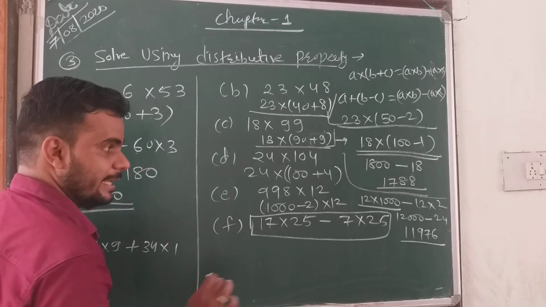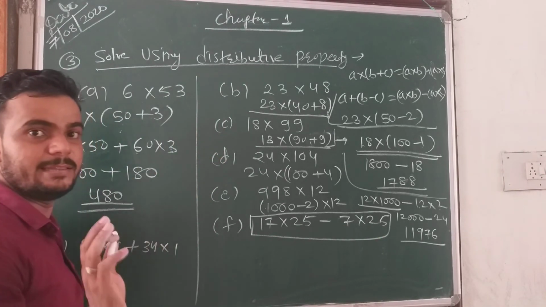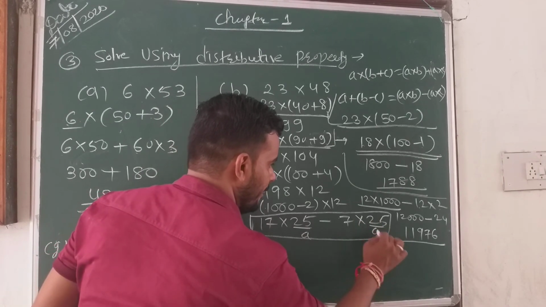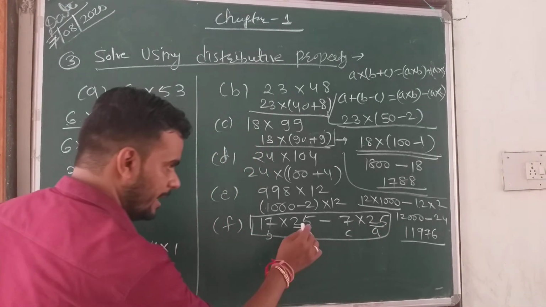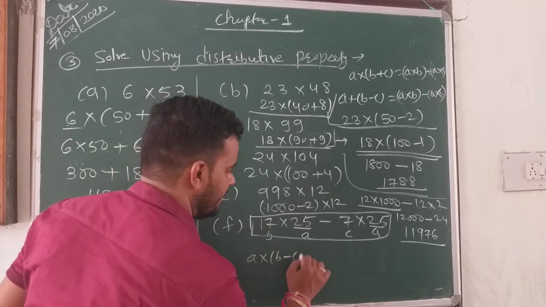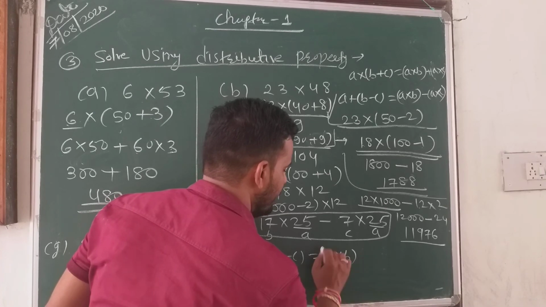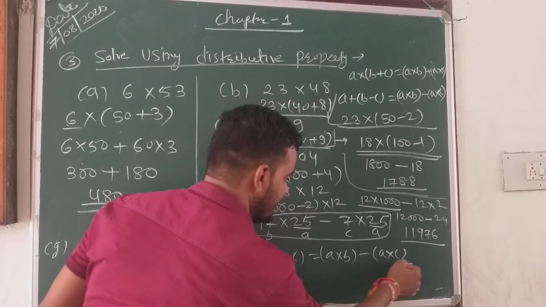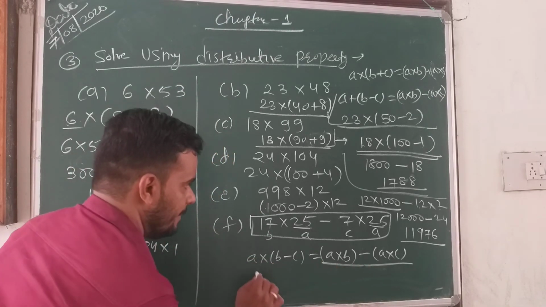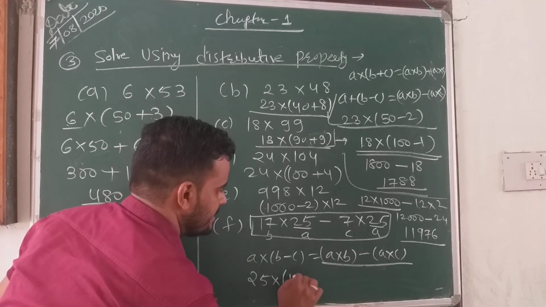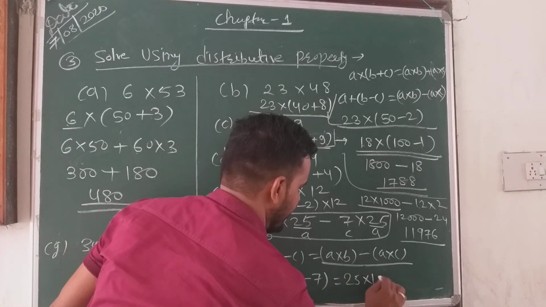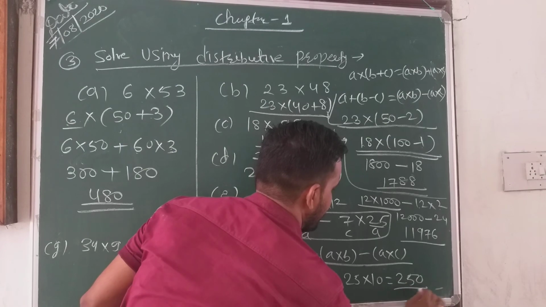So the same number is A and the rest are B and C. The same number is 25 and 25. So this is our A, this is B and this is C. So first I will write the identity A multiply (B minus C), which is A multiply B minus A multiply C. This form we are already given, so this is our answer. A means 25, B means 17 and minus C means 7. So 25 into 10, the result is 250.